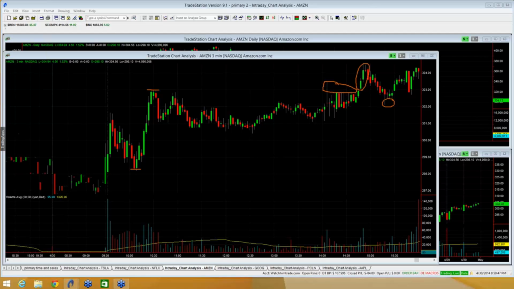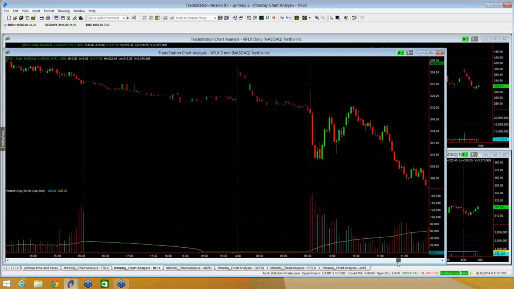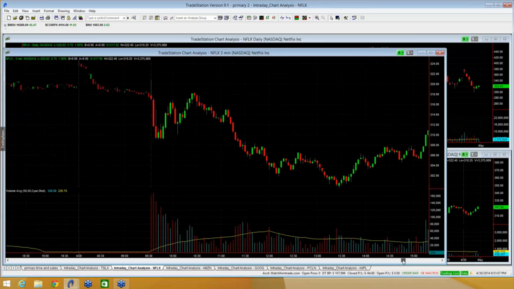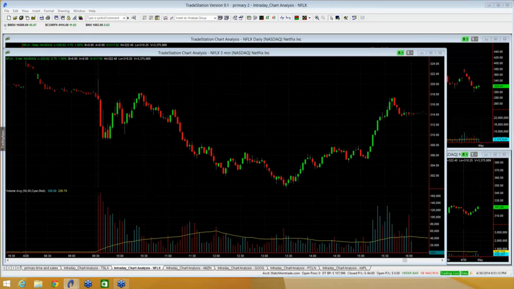Now let's look at an example of good extension. Again, going back to Netflix, here we are, 428. All right, so Netflix gets established in a range, first couple hours of the day. We've got our low at right around 308.